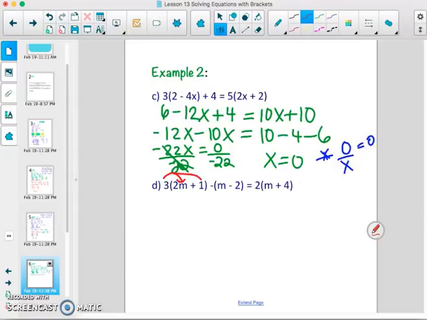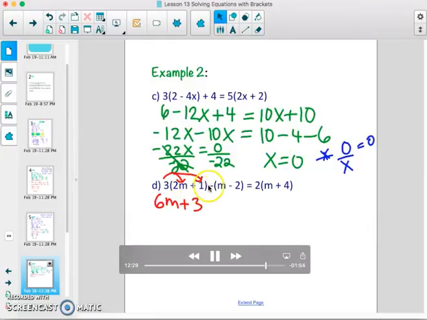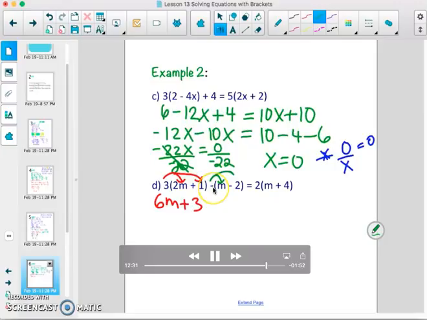For our last example, we're going to expand again. So we have 6m plus 3. Now this negative, we're going to expand it the same way. So it's like a negative 1 times m is negative m. And then we've got this plus 2 because negative 1 times negative 2 is plus 2. Now I want you to remember what we're doing. Remember when we learned the subtraction rule? That's what this is. So we're also just flipping the signs.